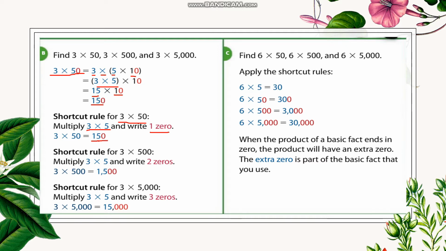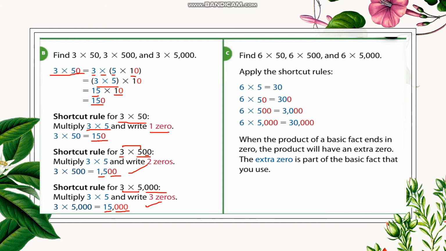Another example using the shortcut rule, 3 multiplied by 500. So I'll just simply multiply 3 multiplied by 5, which is 15. Then I have 2 zeros. I just simply add to the product. That's why the answer is 1500. Another example, 3 multiplied by 5000. So I'll just simply multiply 3 multiplied by 5, and that is 15. Then I have 3 zeros, so I'll just add the 3 zeros in the product. So the answer is 15,000.